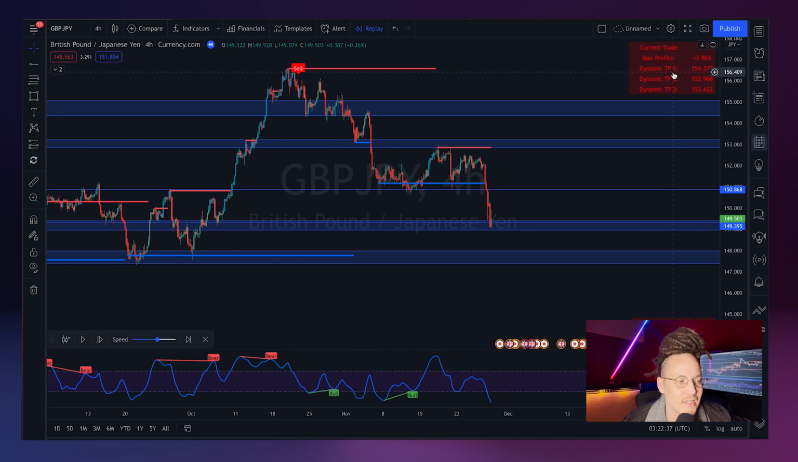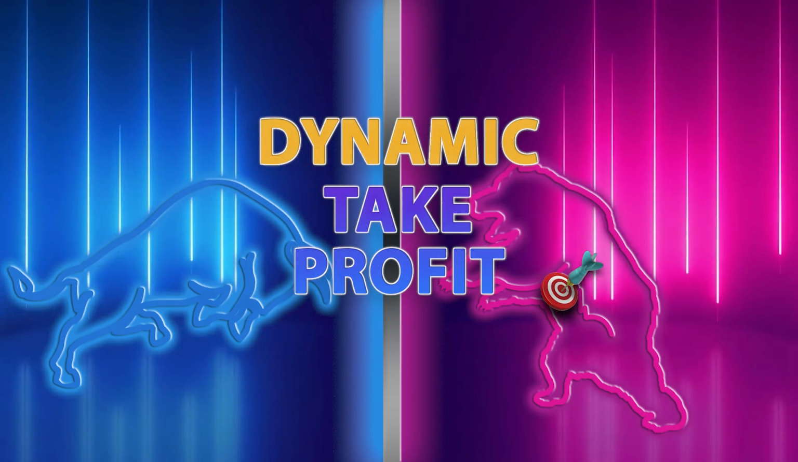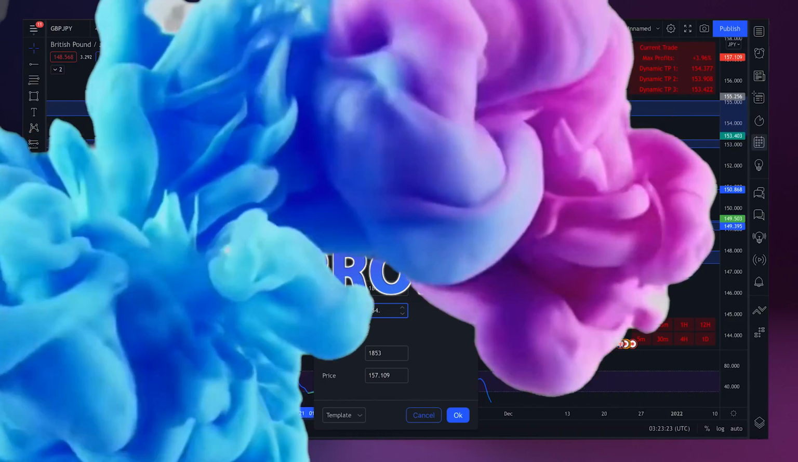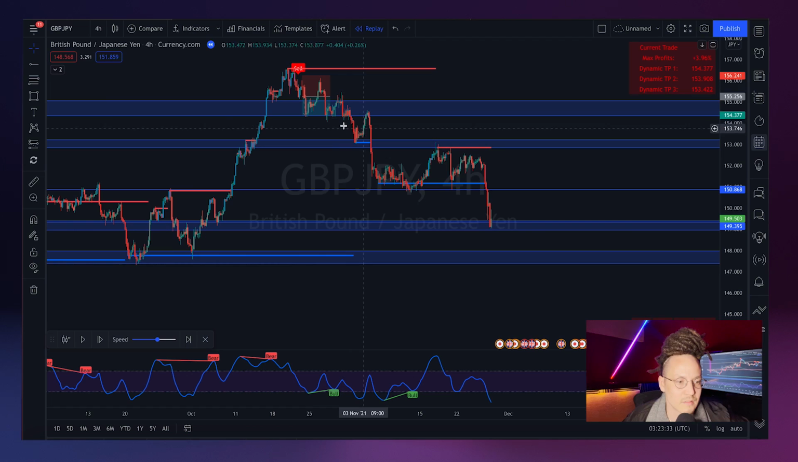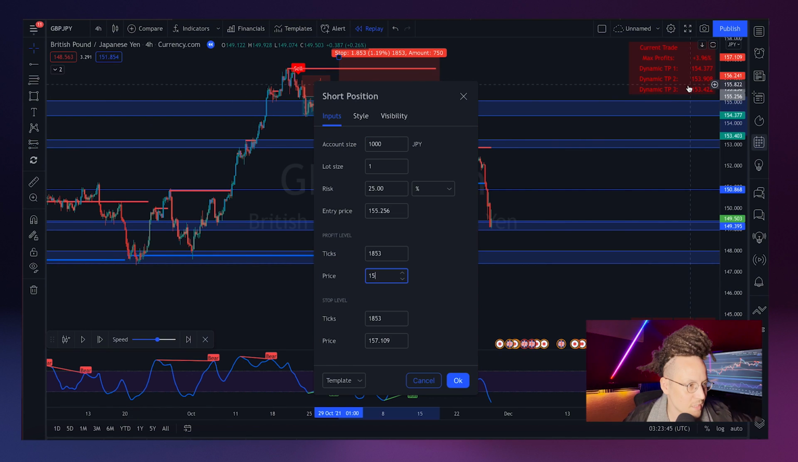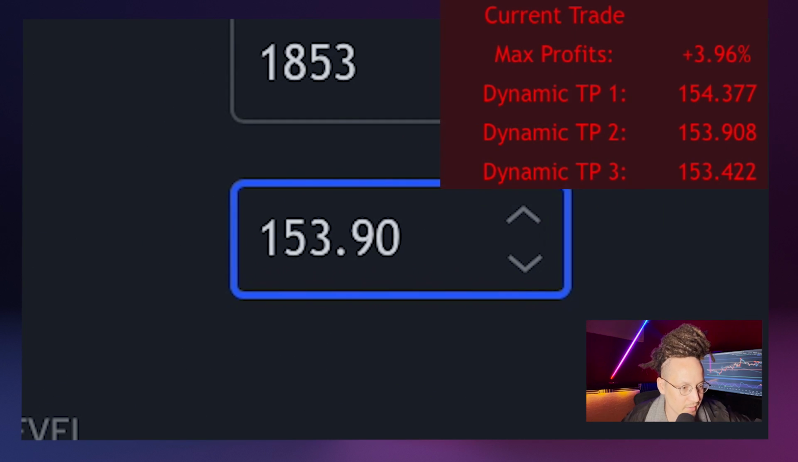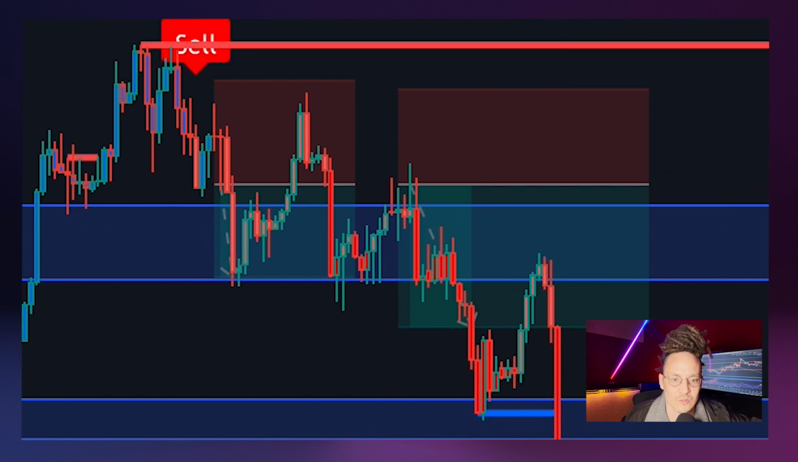profits. So let's see in comparison to this sell signal where these TPs are and if they would have hit. Okay, take profit number 1, 154.377. Take profit 1 smashed. Take profit number 2, 153.908. Take profit number 2 also smashed.